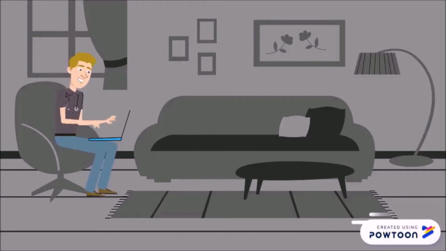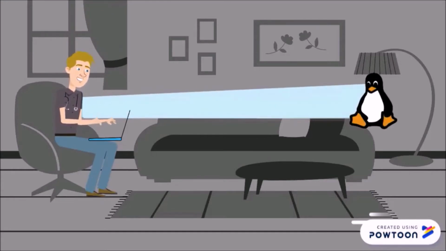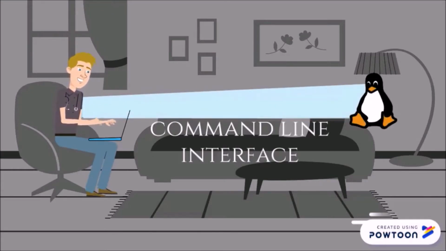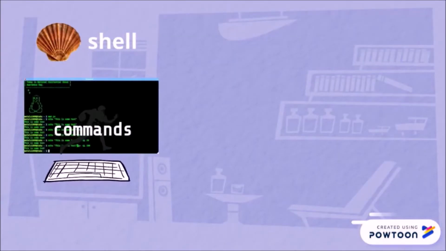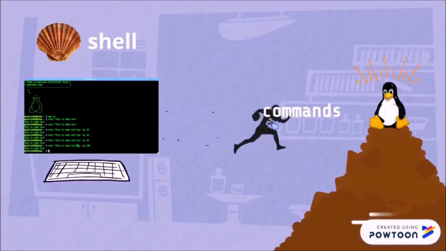In Linux, the user can communicate with the OS by using the command line interface. A program called shell interprets the commands from the keyboard and then passes them to the operating system.